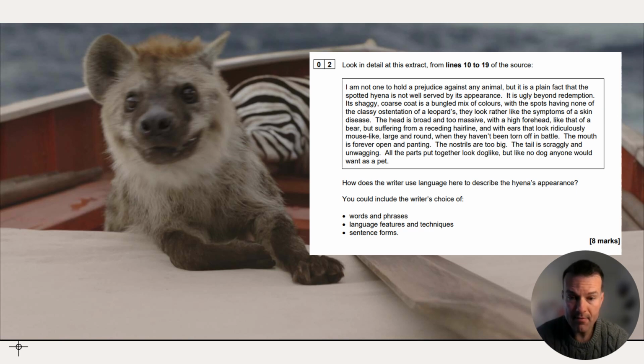So you can see here in question 2, it gives you an extract to look at, an extract which you've got here, and it asks you the question, how does the writer use language here to describe the hyena's appearance? I think this is a really simple question. It's one of the most straightforward ones that I've seen from the exam board, if truth be told. Yet a lot of you still struggled with it. We're going to talk about that as to why.